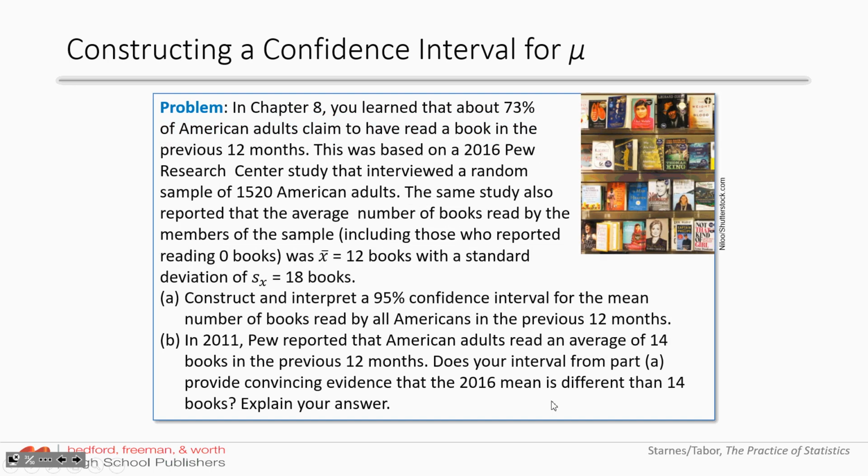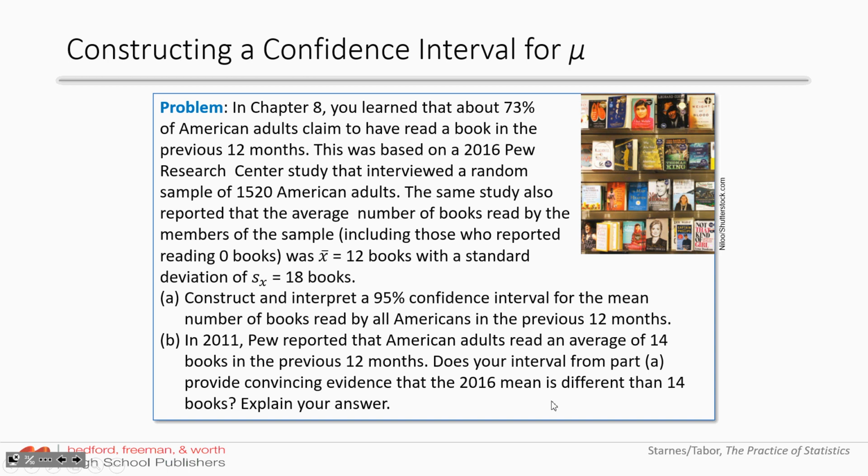Okay, let's look at an example. About 73% of American adults claim to have read a book in the previous 12 months. This was based on a 2016 Pew Research Center study that interviewed a random sample of 1,520 American adults. The same study also reported that the average number of books read by the members of the sample, including those who reported reading no books, was a sample mean of 12, with a sample standard deviation of 18 books.